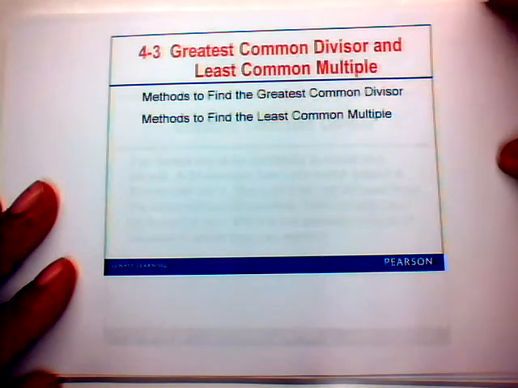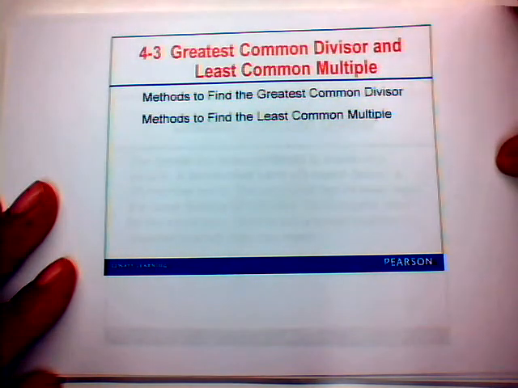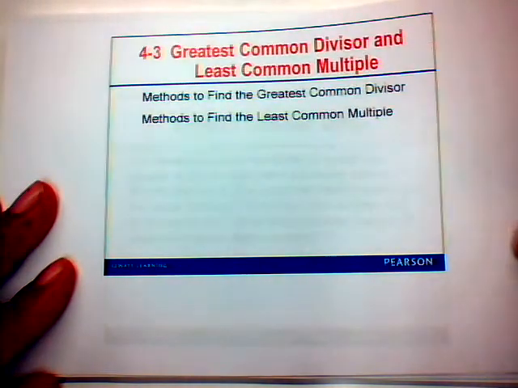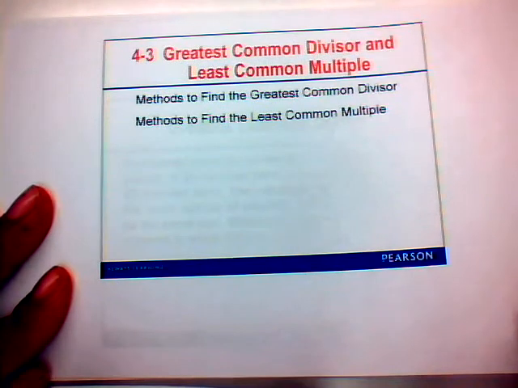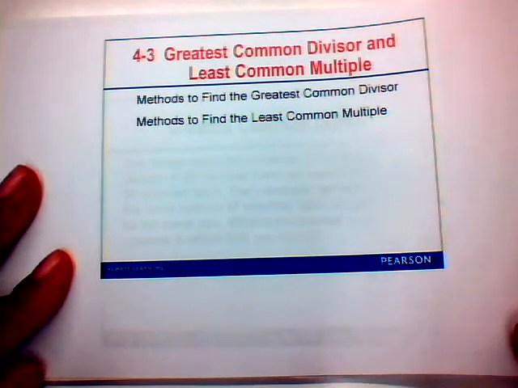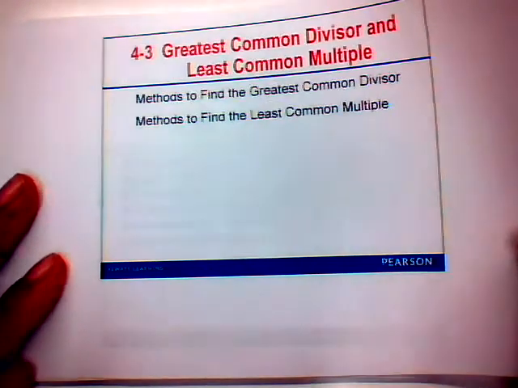In this video, we're going to be looking at the greatest common divisor and the least common multiple. And we'll look at methods for finding the greatest common divisor and methods of finding the least common multiple.